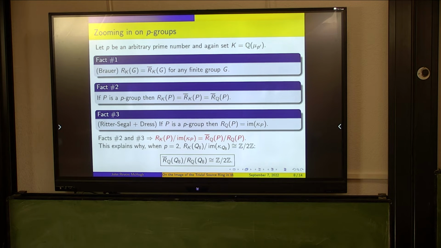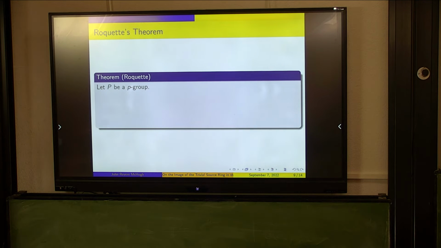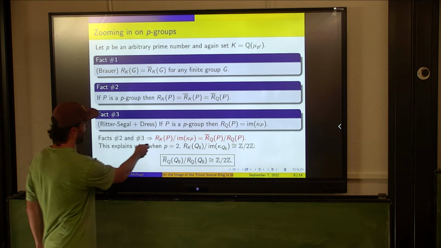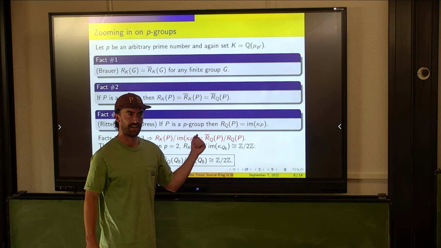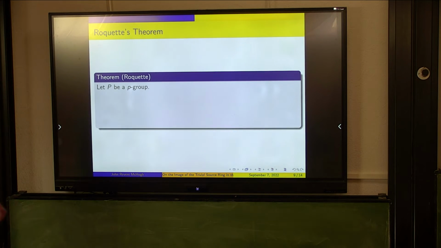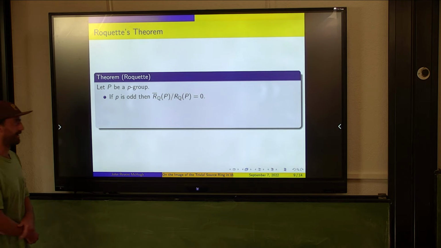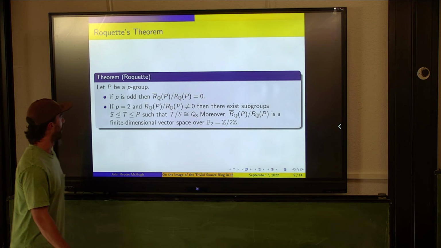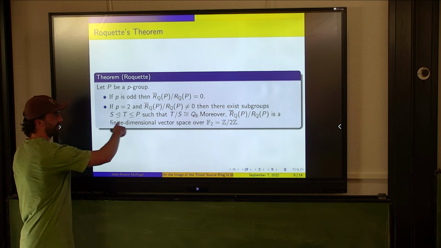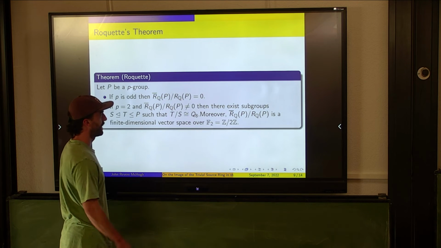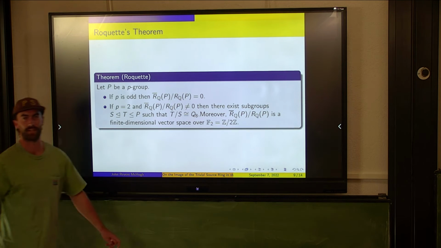Okay. So when I'm computing this quotient at a P group, really I'm computing this quotient, and it turns out that this thing has already been studied by Roquette in a paper from the 50s. I think it was written in German. Let P be a P group. If P is odd, then this quotient is 0. And if P is even, and this quotient is non-zero, which is possible, then Q8 is a subquotient, and this thing is always a finite dimensional vector space over F2.